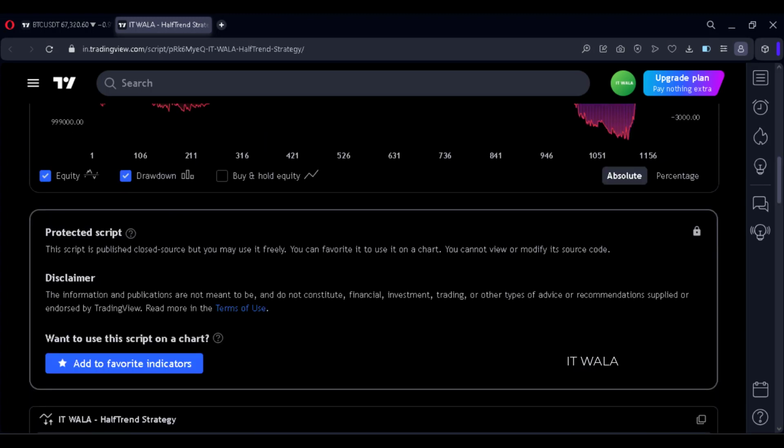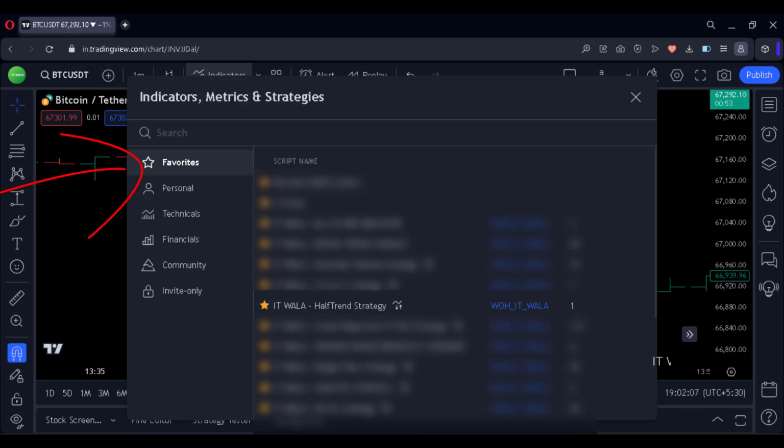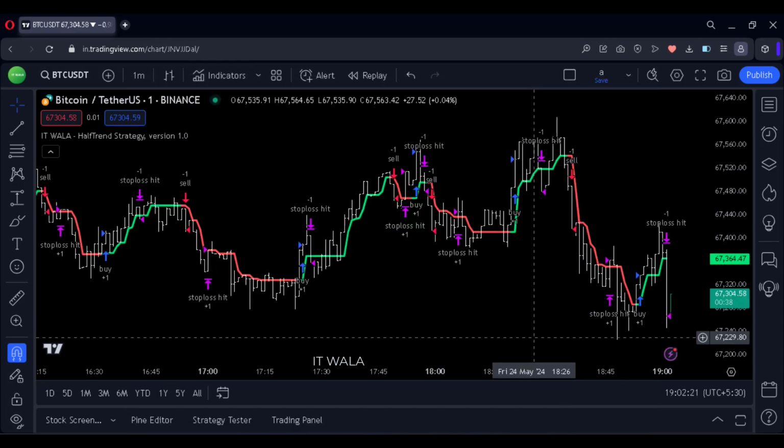Scroll down a little. And you will see this blue-colored button called Add to Favorite Indicators. Click it. Now the indicator has been added to your TradingView account. Just open any chart. Go to the Indicators option. Select the Favorites option. And here you will see the strategy. Click it and add it to the chart. Now you are free to use it.